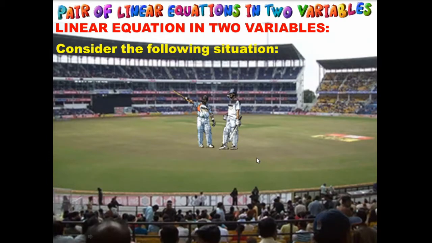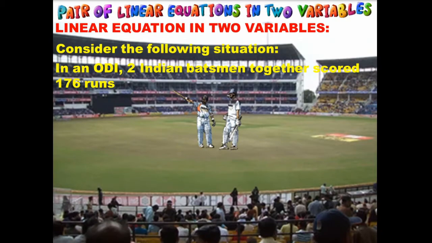Suppose you have a situation that in a one-day international, two Indian batsmen together scored 176 runs. Now let me try to formulate this in the form of an equation, right? Okay, now we only have the data that they together scored 176 runs. I don't know their individual scores.